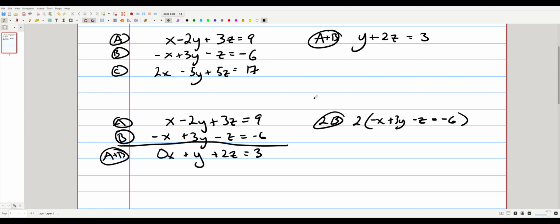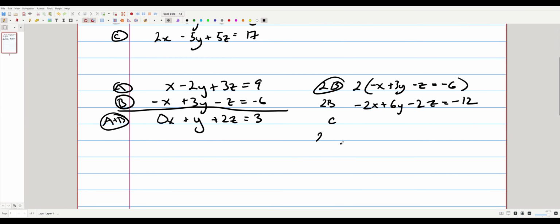And when I multiply these, I get negative 2x plus 6y minus 2z is equal to negative 12. Right, and so now I have 2B, and I'm going to add it to C. And the resulting equation is going to be 2B plus C. You don't really have to label these that way. I just do it to kind of keep track of what I'm doing. And so C is 2x minus 5y plus 5z is equal to 17.